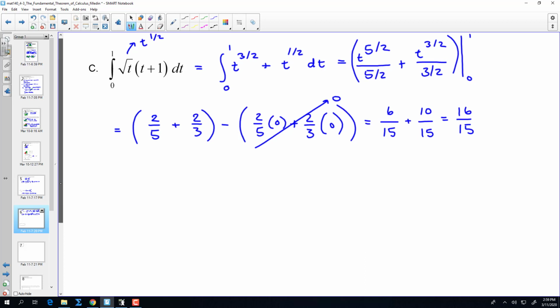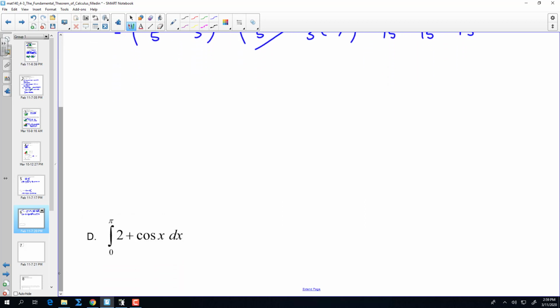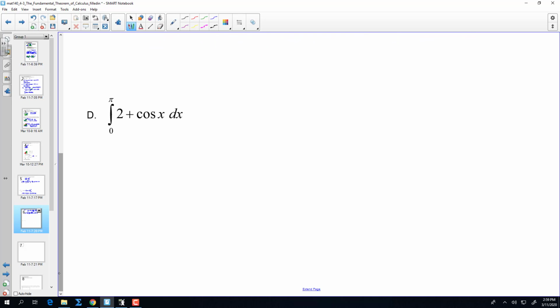And I've got plenty of examples here. I'll roll through them for you. Integral from 0 to pi of 2 plus cosine x dx. So here we're just finding an antiderivative using trigonometric formulas. That's the only difference in this one. The integral of 2 would be 2x. The derivative of cosine is negative sine, so the integral of cosine is going to be positive sine. So that'll just be 2x plus sine x. Then it's going to be evaluated from 0 to pi.